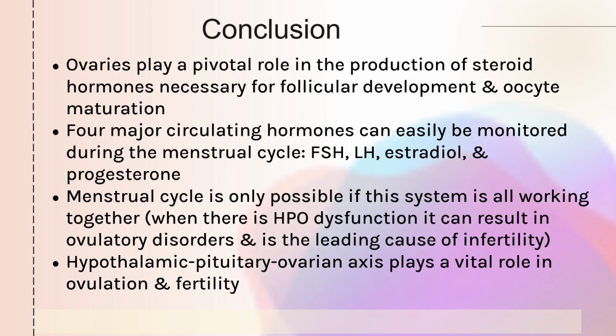The ovaries also produce crucial steroid hormones for follicular development and egg maturation. Four major hormones, FSH, LH, estradiol, and progesterone, are monitored during the menstrual cycle. A properly functioning HPO axis is essential for a regular menstrual cycle, and dysfunction in this system can lead to ovulatory disorders, which are a leading cause of infertility.